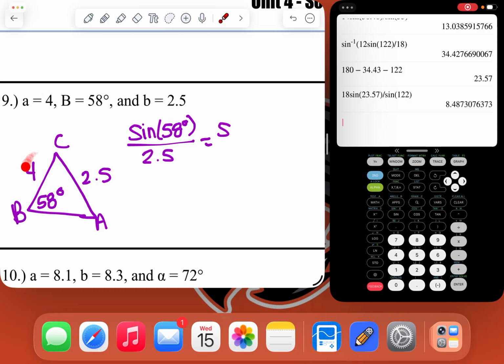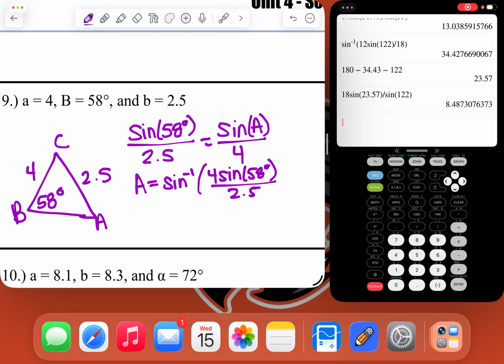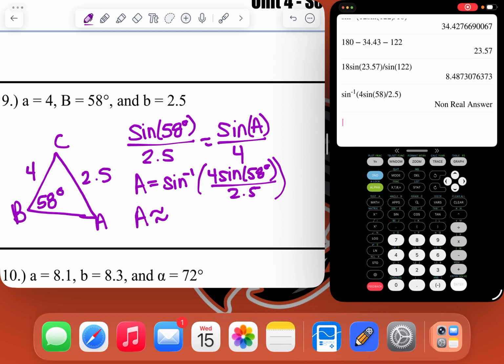Because the side length A is 4, this would be angle A across from it, and so then angle C would go here. So we'll say sine of A over 4. So then to find A, we would have to do the inverse sine of 4 times the sine of 58 degrees divided by 2.5. So A is approximately, second sine to get the inverse sine, 4 times the sine of 58 degrees divided by 2.5.